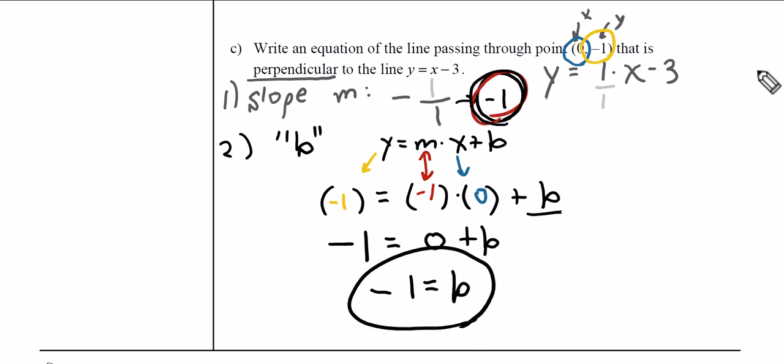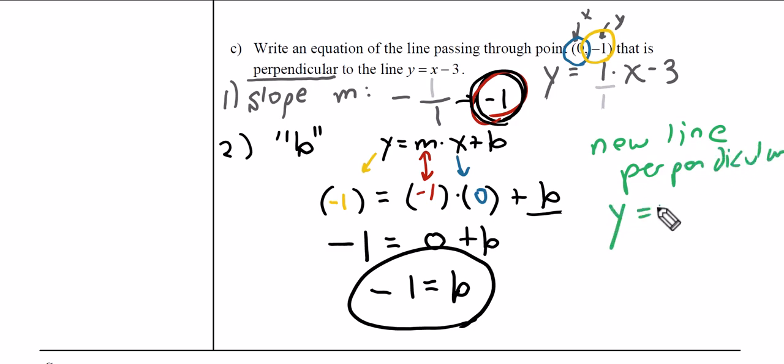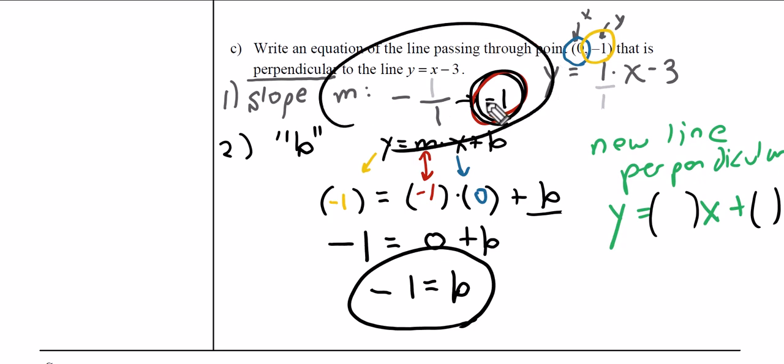Let's go ahead and set up our equation for the new line, right? This is the new line. This is the line that's perpendicular to the original one given. So we set up the y is equal to mx plus b. We plug in the values we got. So the new slope we got, -1, goes in here. And the b value goes in here.